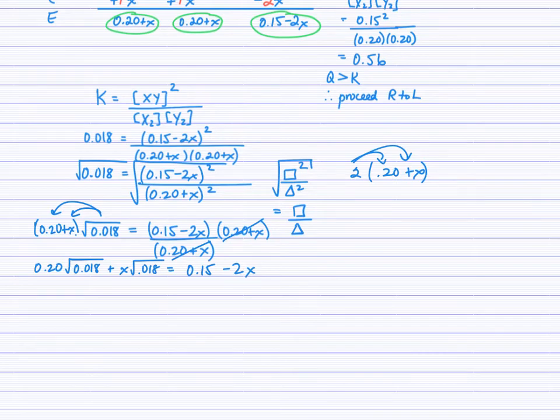Okay, now I'm looking to collect like terms. So I notice that I have an x term here and here. So I want to make the x terms positive, so I'm going to swing the minus 2x over to the left side to make it positive. And I'll bring the constant term here, I'll bring that over to the right side and subtract it.